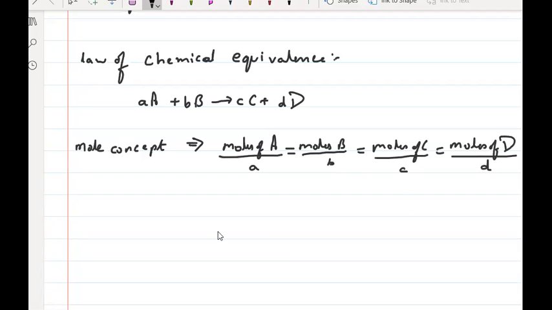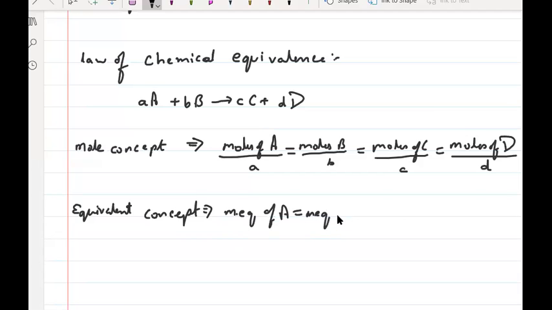Now, what is law of chemical equivalence? According to equivalent concept, we modify this statement and say that, either you write equivalent or milli-equivalent. I'll be writing milli-equivalent. Milli-equivalent of A should be equal to milli-equivalent of B, should be equal to milli-equivalent of C, and should be equal to milli-equivalent of D. Right, everyone? Now, I told you that these two statements are actually same. How? Now see this.